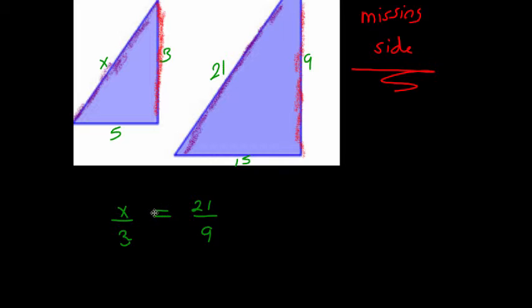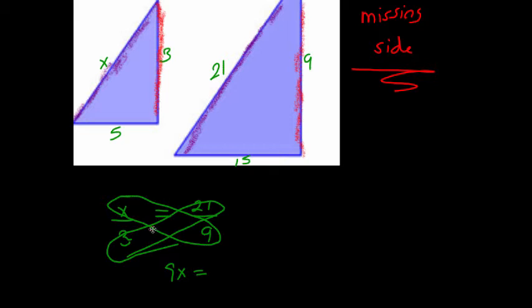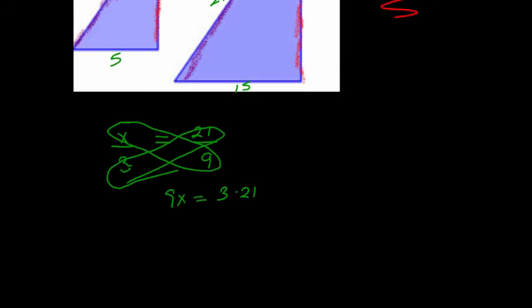Alright, so now that I have my proportion set up, I'm going to go ahead and start with my butterfly method, also known as cross multiplication. Cross multiplication is actually the technical name for it, so that's why we need to use it. Okay, so we have x times 9, which is nothing but 9 times x, equals 3 times 21. Alright, so do you see how we have that so far?